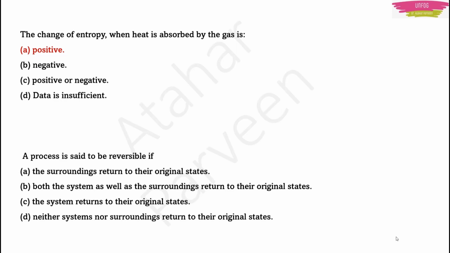Next question. A process is said to be reversible if, you have to see the options carefully. The process is said to be reversible if both the system as well as surroundings return to their original states. It should go back to its initial state, right? That is only reversible process.